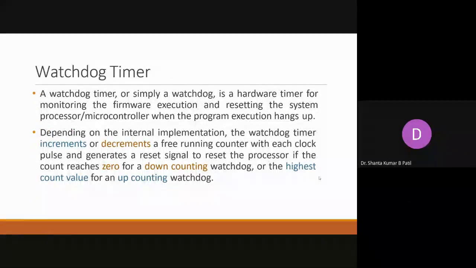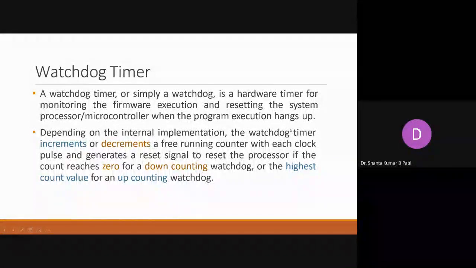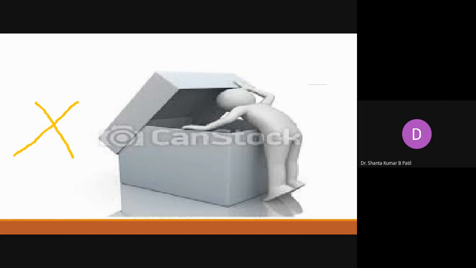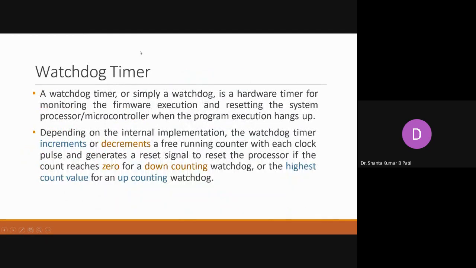Watchdog timer. Once the embedded system is installed for the operation, we cannot peep into it, and we cannot repair it either. Whenever the processor malfunctions, automatically it should be reset. It is taken care of by the circuit called the watchdog timer.